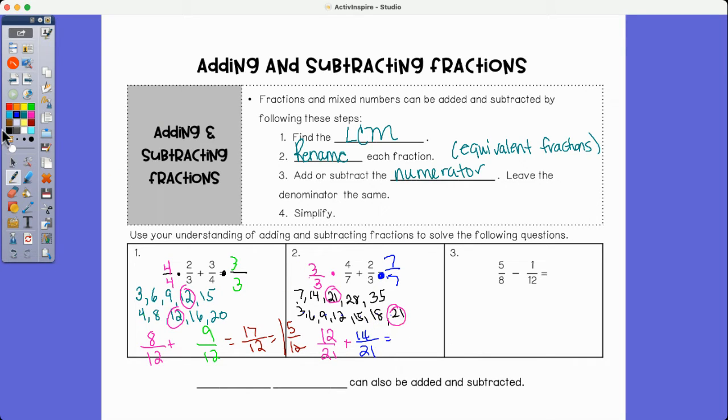We add those together and we get 26 over 21. How many times does 21 go into 26? That's 1 whole time. Subtract and you get your remainder. 1 and 5 over 21.